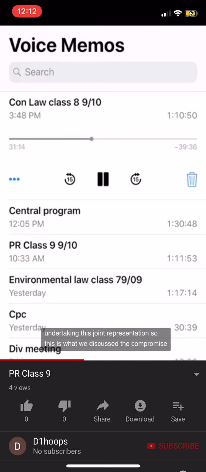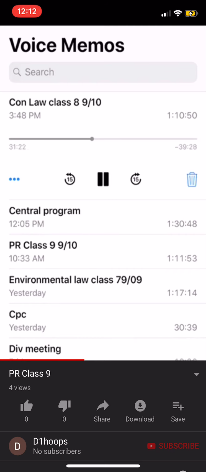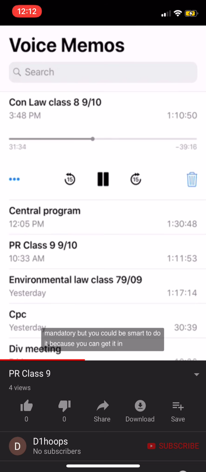So this is why we discussed the components of the attorney-client relationship. Do we need informed consent in this case? Yeah. I don't think it's mandatory, but you'll be smart to do it because you get it in writing. And you also have to talk about the representation, at least at this point of the representation. Something that is coming over the horizon might be that you are materially limited.